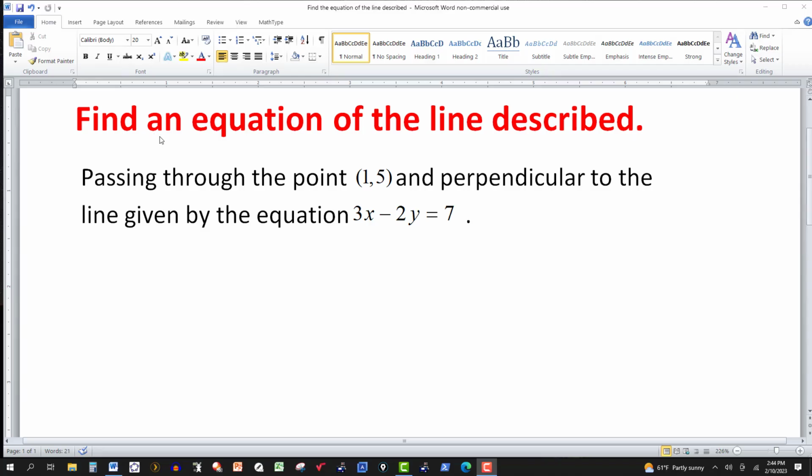In this video, we're going to find the line that passes through the point (1, 5) and is perpendicular to the line that's given by this equation: 3x minus 2y is equal to 7. Now, things to know here.